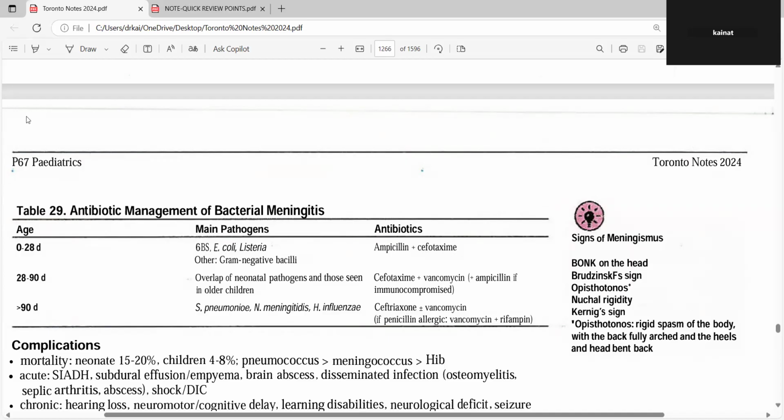Signs of meningismus are basically Brudzinski sign, and kernig sign. So why do you need to remember this one? Because it can be mixed with tetanus. So that's why you need to know the nuchal rigidity and then Kernig sign.